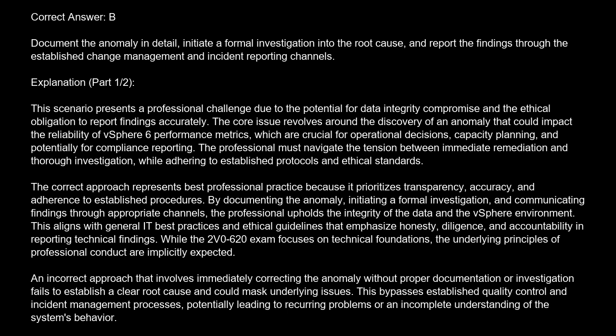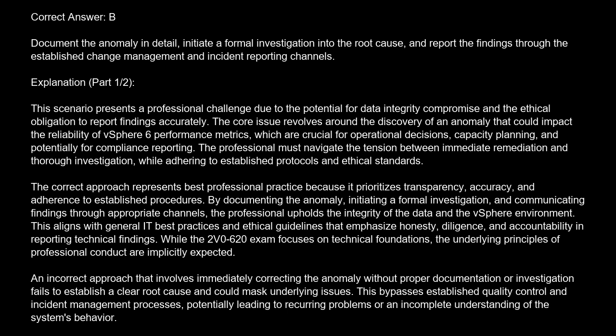The correct approach represents best professional practice because it prioritizes transparency, accuracy, and adherence to established procedures. By documenting the anomaly, initiating a formal investigation, and communicating findings through appropriate channels, the professional upholds the integrity of the data and the vSphere environment. This aligns with general IT best practices and ethical guidelines that emphasize honesty, diligence, and accountability in reporting technical findings.